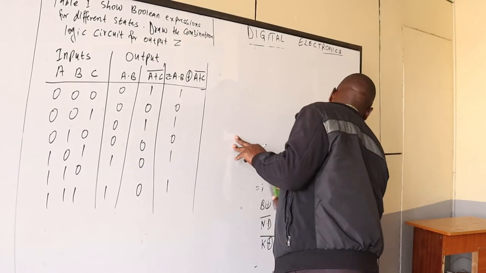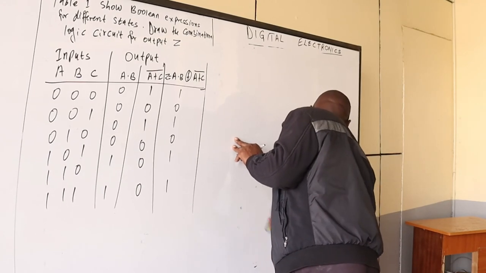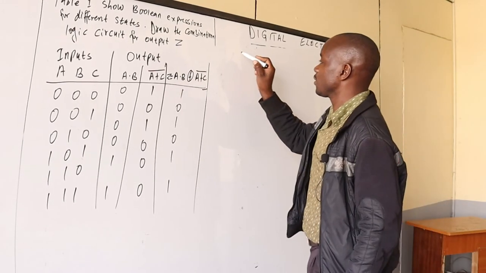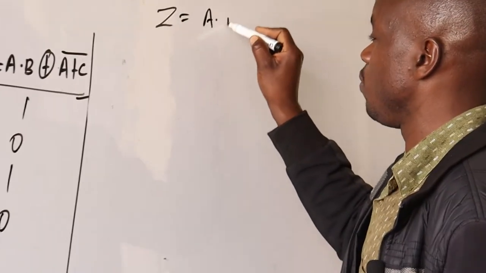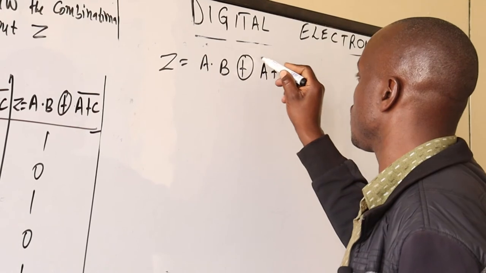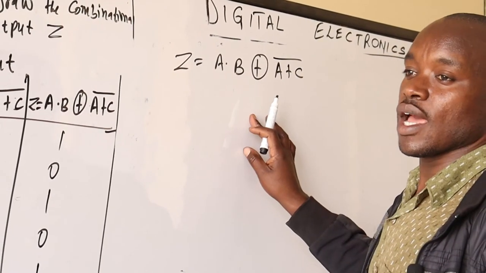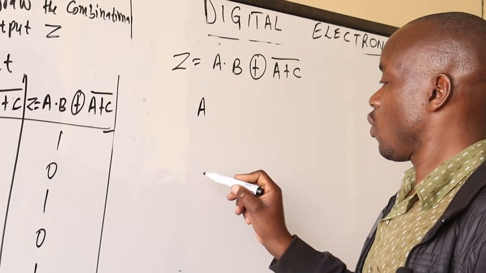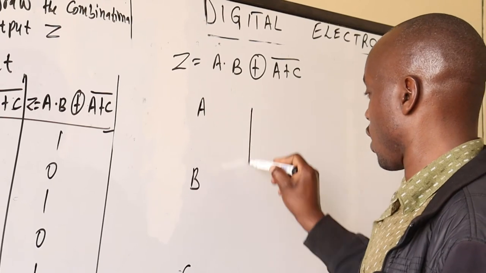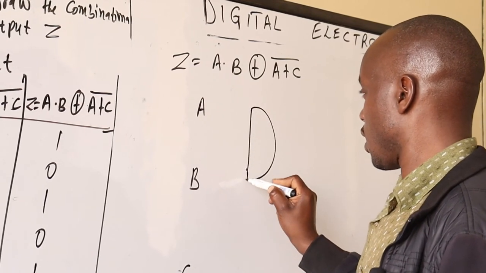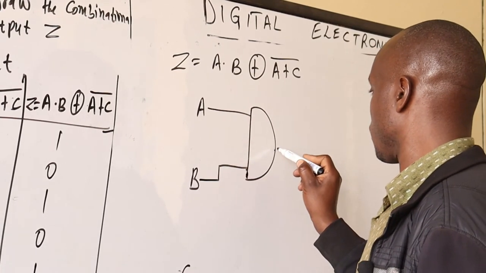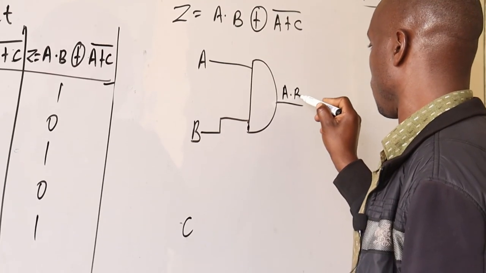After understanding the gates, now we combine them and use them in implementing our circuits. Now I want our output Z to be A dot B exclusive OR A plus C bar. A dot B is an AND gate, so we have A, B, and C. The first one is A dot B, so I bring an AND gate, I get A, and here I get A dot B.